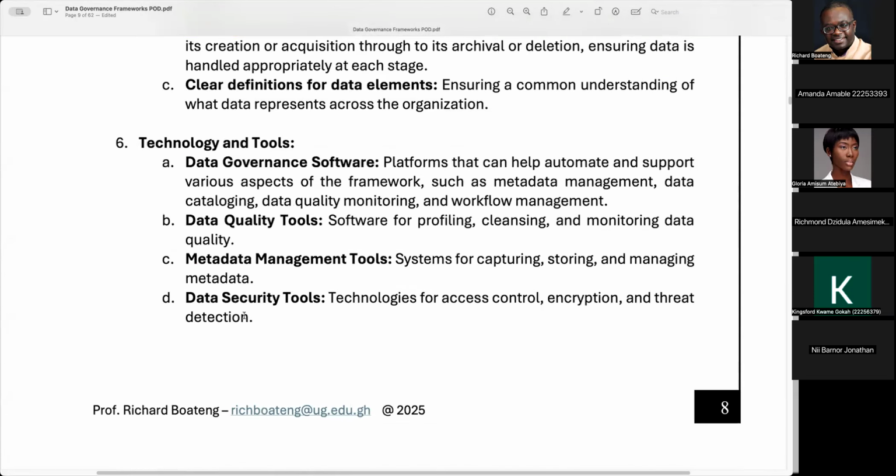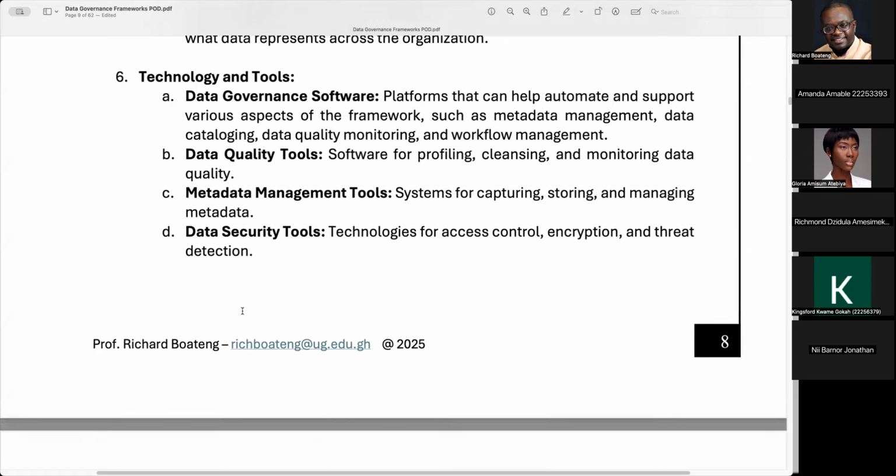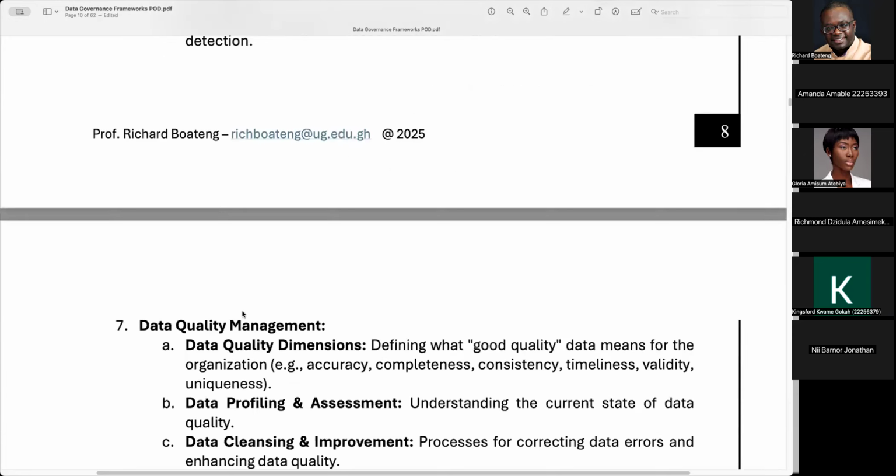Right. While governance isn't just about tech, tools are pretty essential to support the framework effectively at scale. This could include dedicated data governance software platforms that help manage metadata, policy workflows, and issue tracking. Data quality tools for profiling, assessment, and cleansing tasks. Metadata management tools to build and maintain that crucial data catalog and business glossary. And of course, data security tools for implementing access controls, encryption, monitoring, and things like data loss prevention.